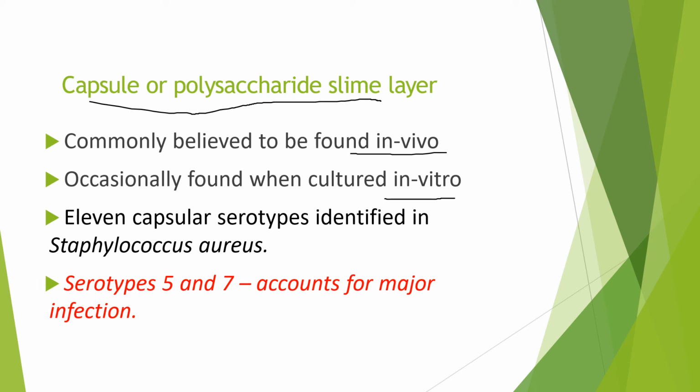Seven capsular serotypes are identified in Staphylococcus aureus. So seven types. Sorry, eleven. It's my mistake. Eleven serotypes of capsular material are present in different types of Staphylococcus aureus. In that, the fifth one and seventh one are the most important contributors to infection. This you have to always remember. The fifth one and seventh one account for the major portion of infection.